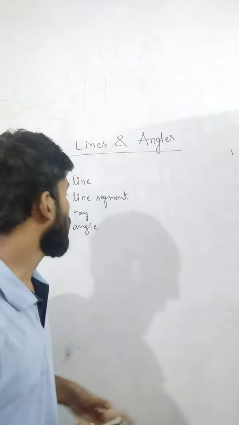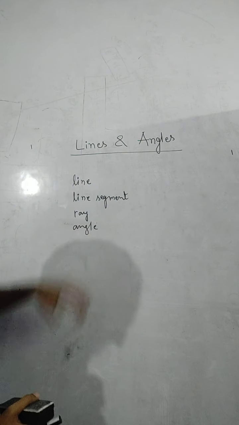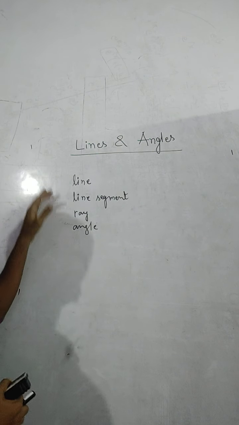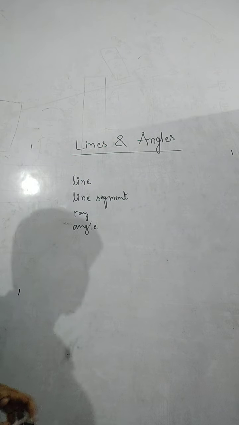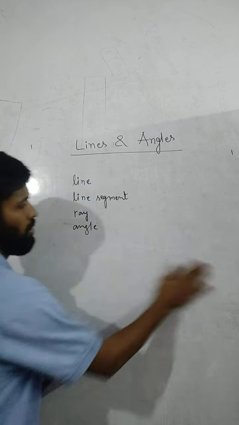So keeping that in mind, I'm going to explain some basic terms that will help you understand this chapter, lines and angles. And those basic terms are line, line segment, ray, angle. Okay, so let me explain.